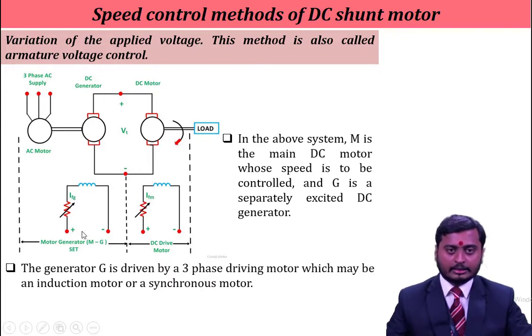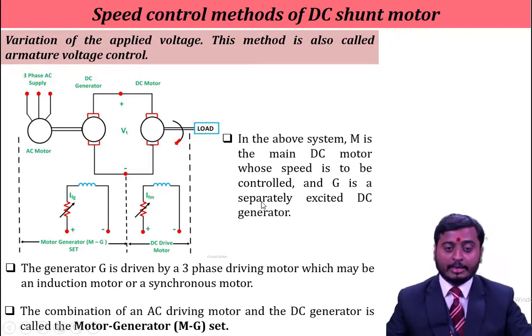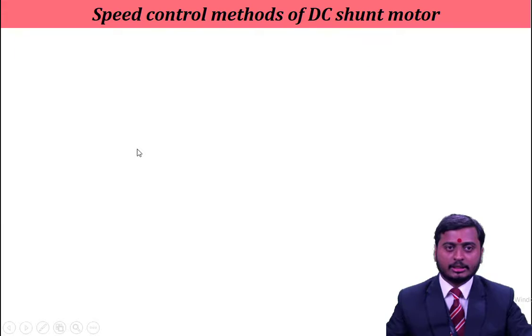Here, 3-phase AC supply is given to the driving motor, and it may be an induction motor or a synchronous motor, this AC motor which is to be written here. The combination of an AC driving motor and a DC generator is called a motor generator, that is, MG set.